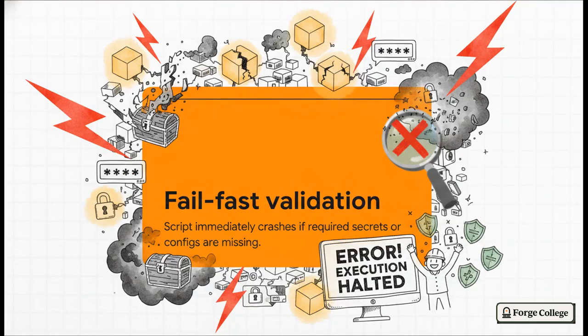Now, what happens if it can't find the secrets it needs? It triggers fail-fast validation. That's a design principle where your script just immediately crashes and halts execution. Look, I know we usually hate it when our code crashes, but in deployment, a script crashing right away is your absolute best friend. It is infinitely better for the script to throw a loud error and stop, rather than limping along and executing a broken, half-baked deployment to the blockchain that you can't easily undo.